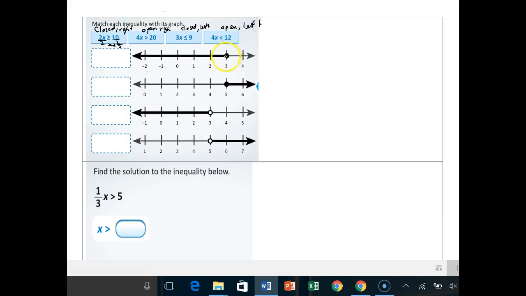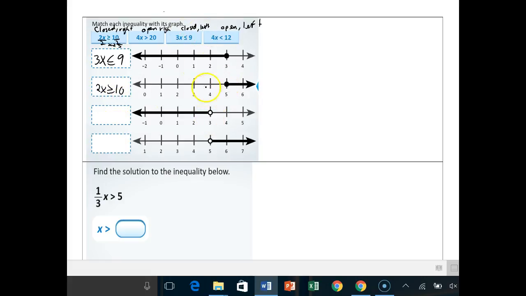So let's think. This is closed circle and to the left. So which one was closed to the left? Oh, it's that one. So 3x less than or equal to 9. This is closed and to the right. Which one was closed and to the right? This one right here, 2x greater than or equal to 10, right? I could never put like a 2x greater than 10, right? Because it would have to be an open circle. Greater than or equal to makes it closed.